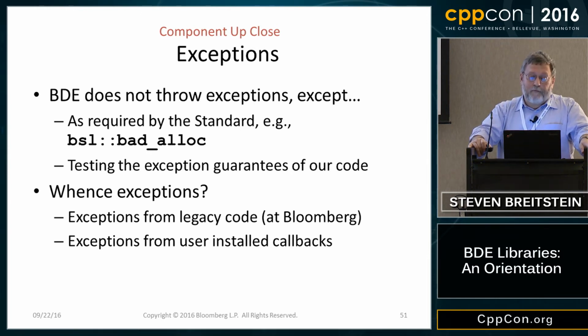Well, they could come from legacy code. Sometimes there are BDE classes that wrap other Bloomberg methods that could throw exceptions, so anybody depending on them will get them. And also, there are some interfaces where we take user-level callbacks that might throw exceptions. So that's where they come from.